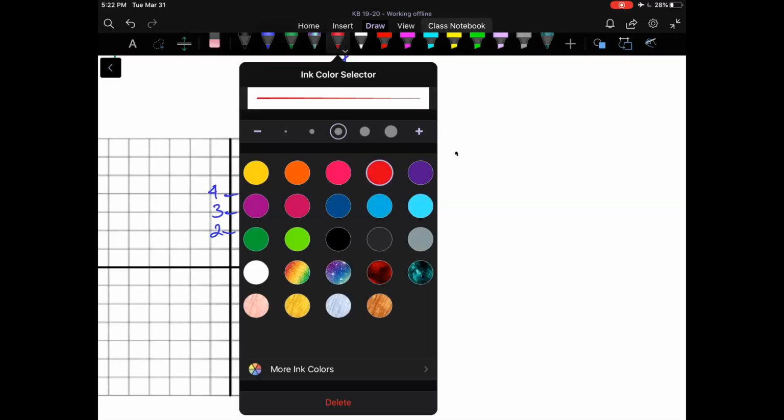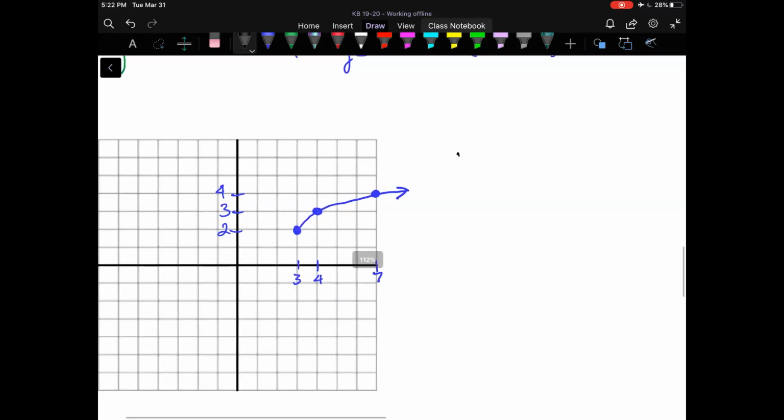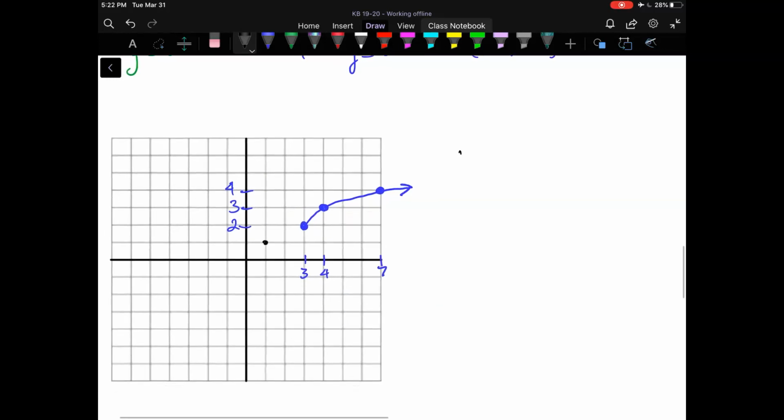Now, its inverse, and you know what? I forgot to draw our line of symmetry. And so our line of symmetry, y equals x, so it's 1, 1, 2, 2, 3, 3, etc. Okay, looks like that. So we can already kind of eyeball and tell that our graph should be somewhere over here, right?